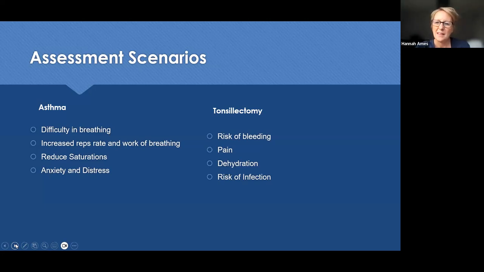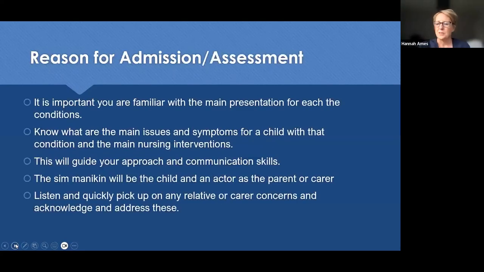So those are just some key things to think about in that assessment station if you get either of those 2 scenarios. And it is important to familiarise yourself with those main presentations. So if you haven't looked after a child with asthma or a surgical post-op child for a while, it is good to read around those and identify the main nursing needs, as I've just very briefly explained.